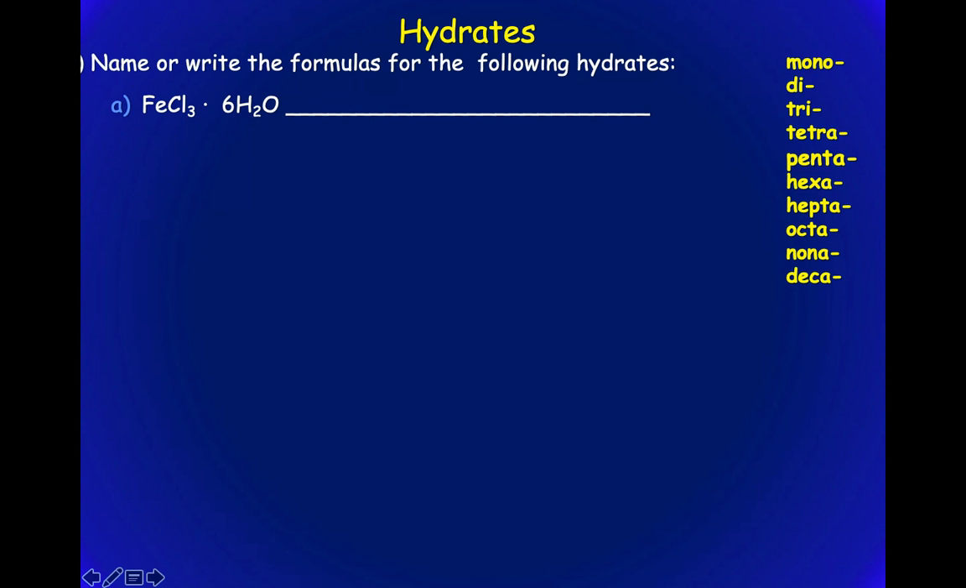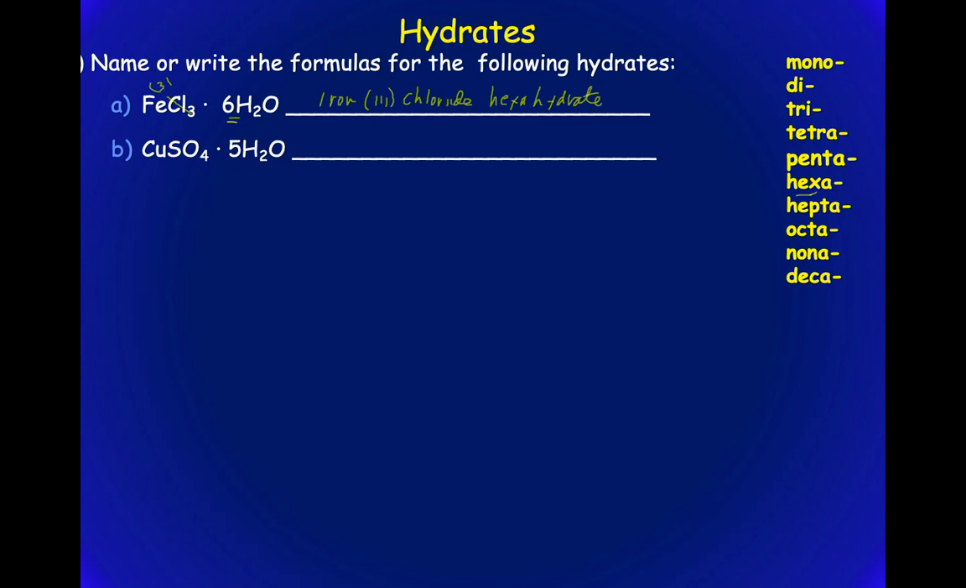Dot 6H2O. Okay, what I would do is go about this. I would call this iron. Now again, this three is going to go back up there. Iron has two different charges. We'll call it iron 3 chloride. Now, because we have 6 water molecules, I'm going to use hexa. So we call this hexa and then hydrate.